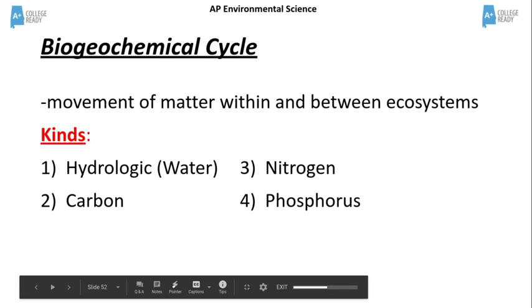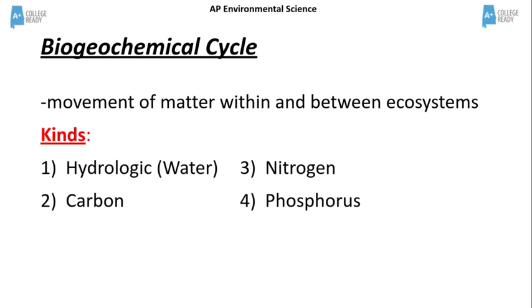We will now look at how matter moves through ecosystems. A biogeochemical cycle shows the movement of matter within and between ecosystems. It is a natural pathway by which essential elements of living matter are circulated. Four cycles we will study are the hydrologic cycle, also called the water cycle, the carbon cycle, the nitrogen cycle, and the phosphorus cycle.